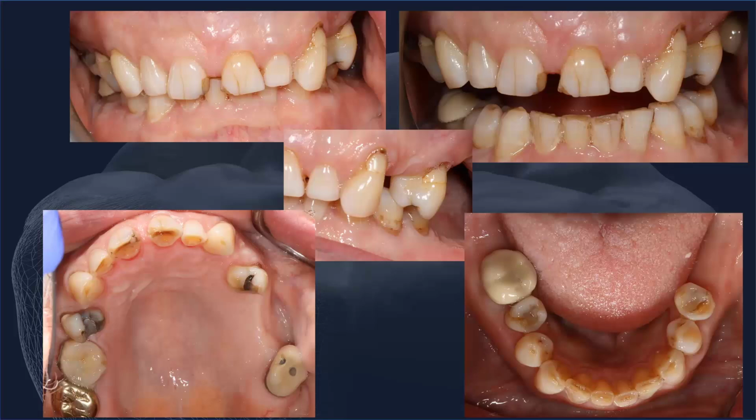The good thing was that if you look at his lower occlusal plane, it was very flat, which is good. It wasn't very uneven, so it was easy to restore this one.